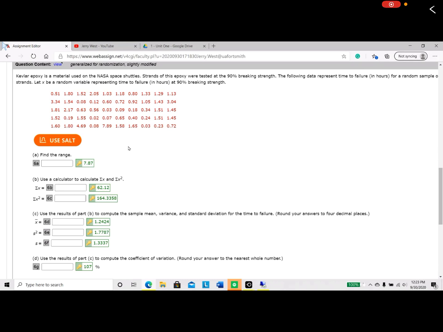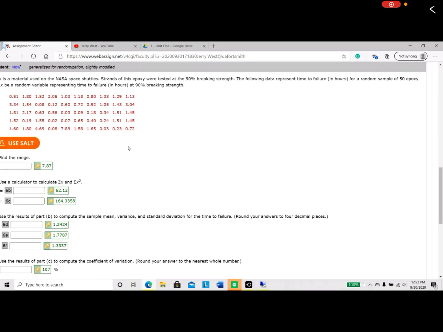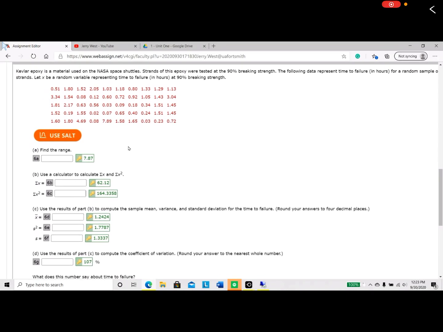Kevlar epoxy is a material used on the NASA space shuttles. Strands of this epoxy were tested at the 90% breaking strength. The following data represents time to failure in hours for a random sample of 50 epoxy strands. Now, with a large data set like this, you're going to want to use SALT instead of a TI-84 unless you're willing to carefully type out all 50 of these values. Let X be a random variable representing time to failure in hours at 90% breaking strength.